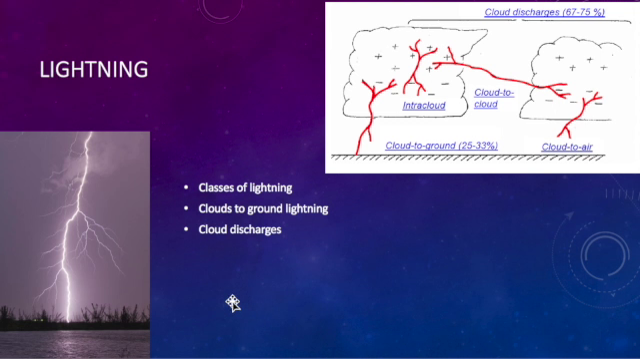It's called this way because, on one hand, negative charge is transported from the cloud to the ground, and on the other hand, this process begins in the cloud and then goes downwards.